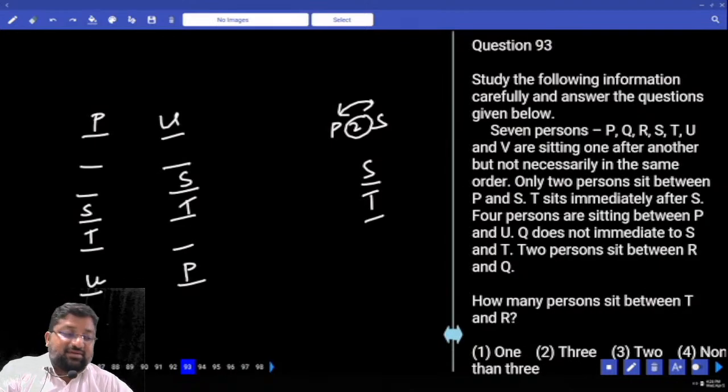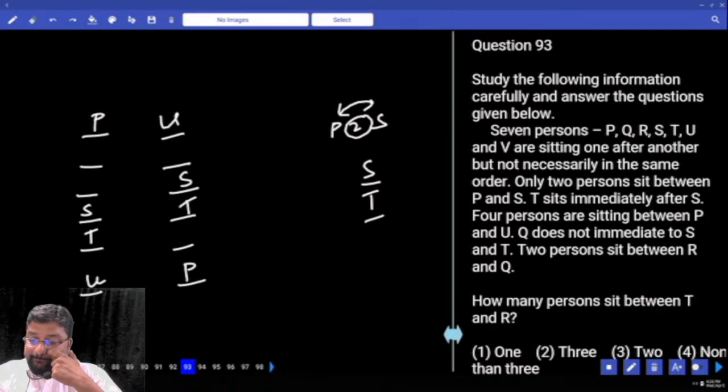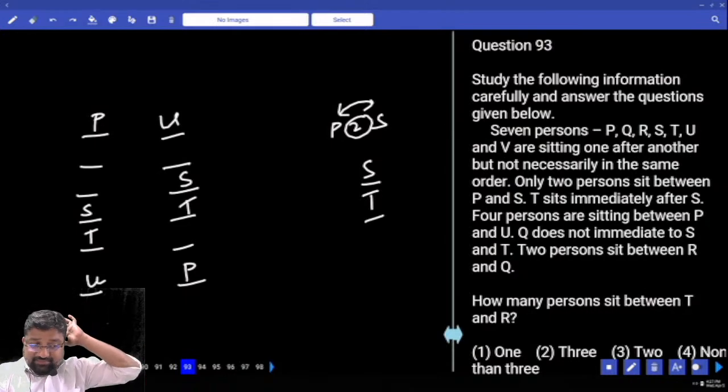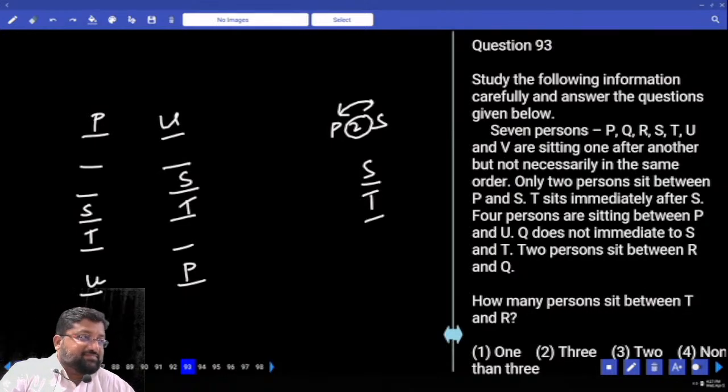Understood? Next, read on. Q does not sit immediate to S and T. 2 persons sit between R and Q. So Q is not immediate to S and T.